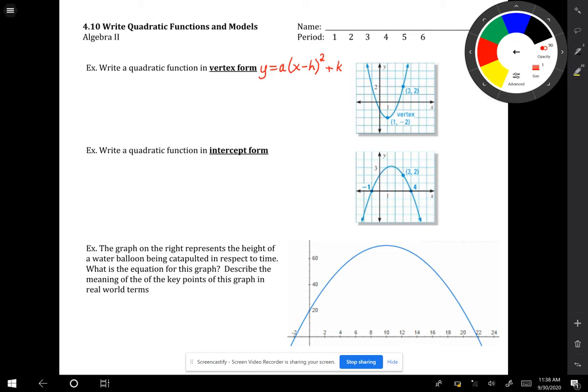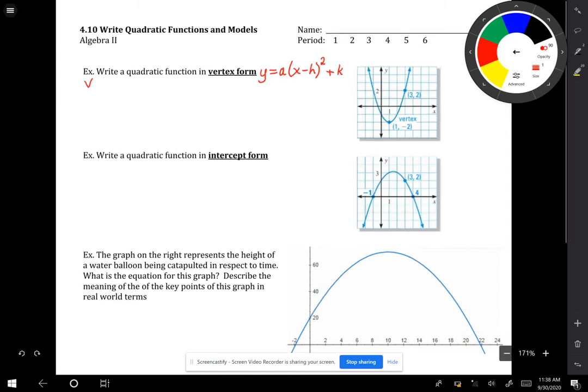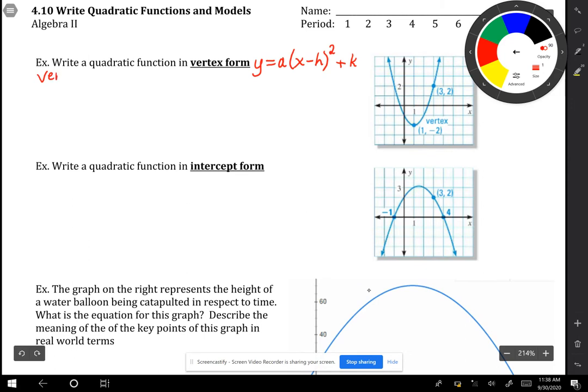So let's write down the information that we have from our graph. Our vertex is (1, -2), and our point, our ordered pair, is (3, 2). Remember, 3 is your x-coordinate, 2 is your y-coordinate, and for the vertex, it's h, k. We have everything we need other than a, so we are going to replace all the correct values in the right spot.